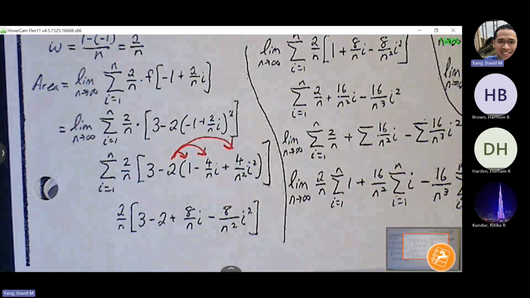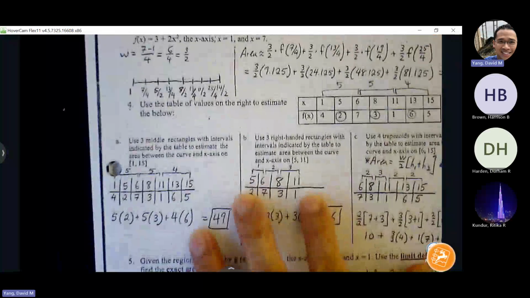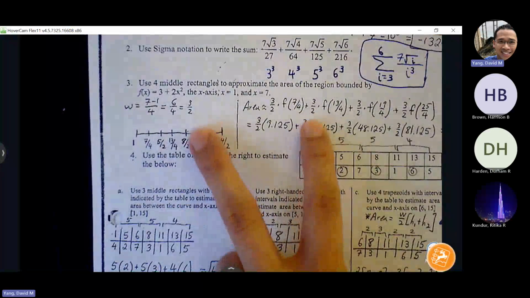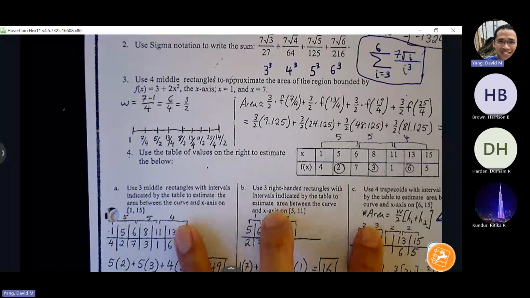Would there be any questions about the first thing we did, where the boxes were lower and upper? No. Okay. You'll see a left. The only approximation that you're going to have to deal with are problems like this, where it's left, right, middle, or a table of values and Riemann sums.